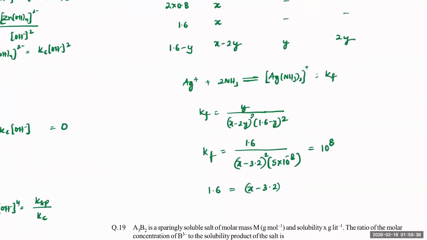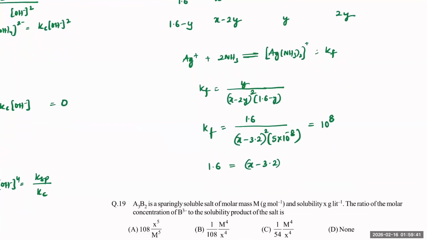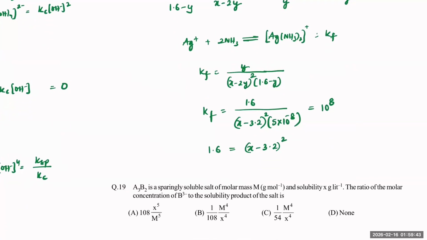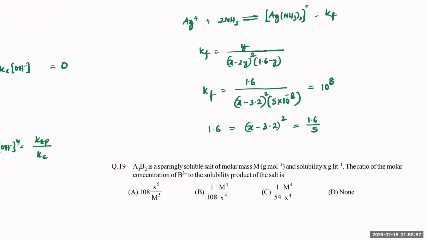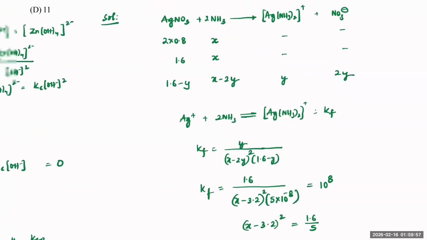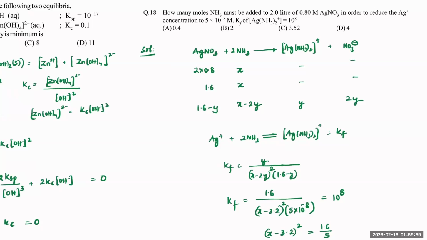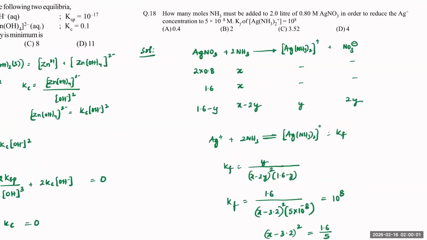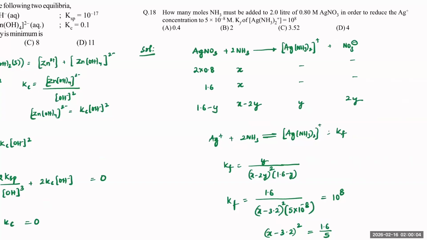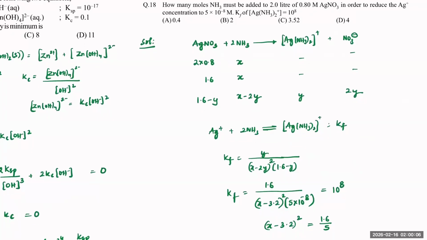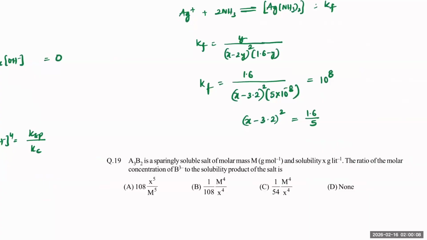1.6, sorry, square should be here. I made a mistake there. So square here. So that should be equal to, so this 10 raised to power of minus 8 will get cancelled. So 1.6 by 5. Got it? 2 into 0.8, 1.6. Yeah, so all of that is correct. So you solve it for x, that should come out as 4 now.